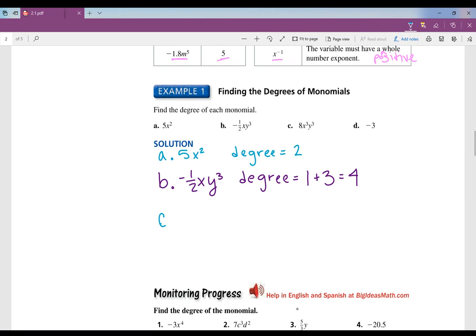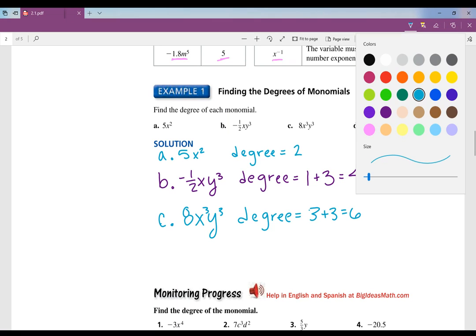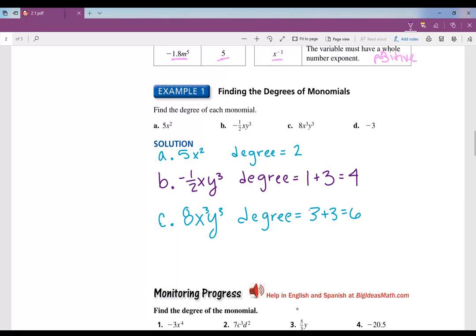Okay, and then part C, we have 8x cubed y cubed. So our degree, again, we're going to add up the exponents and do 3 plus 3, which is 6. And then our final example, we have negative 3. And remember, the degree of a constant term is 0.